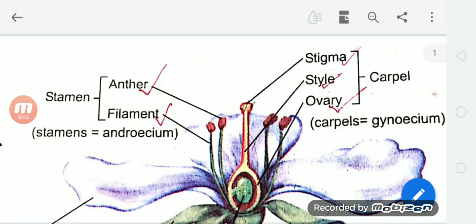The anther produces pollen grains and it gets transferred to stigma. The transfer of pollen grain from anther to stigma is known as pollination. There are two kinds of pollination. The first one is self-pollination. The second one is cross-pollination. We will study about the differences between self-pollination and cross-pollination.